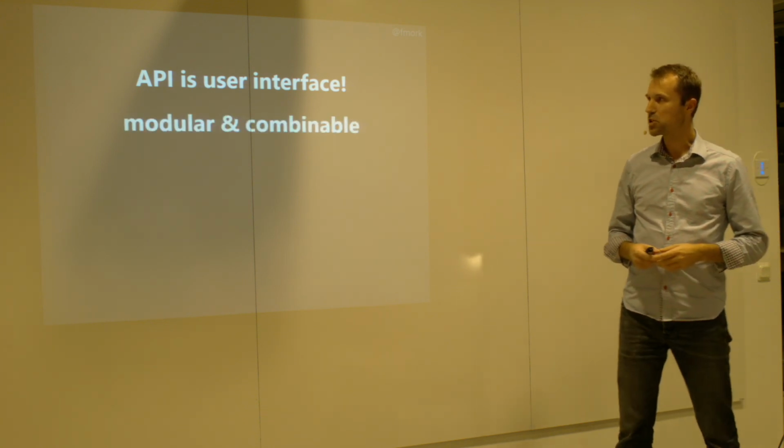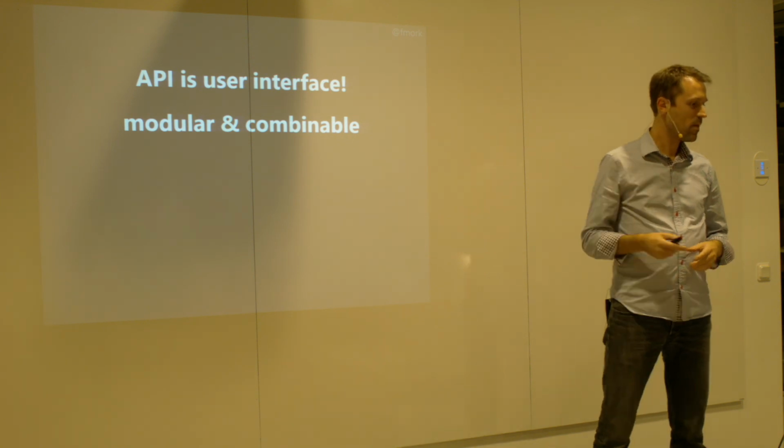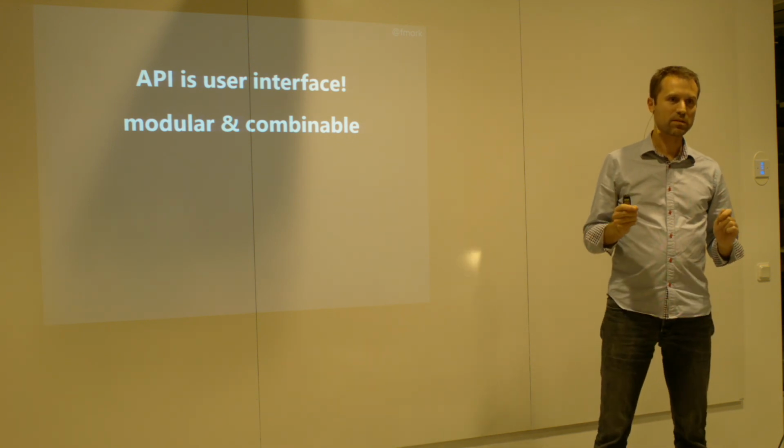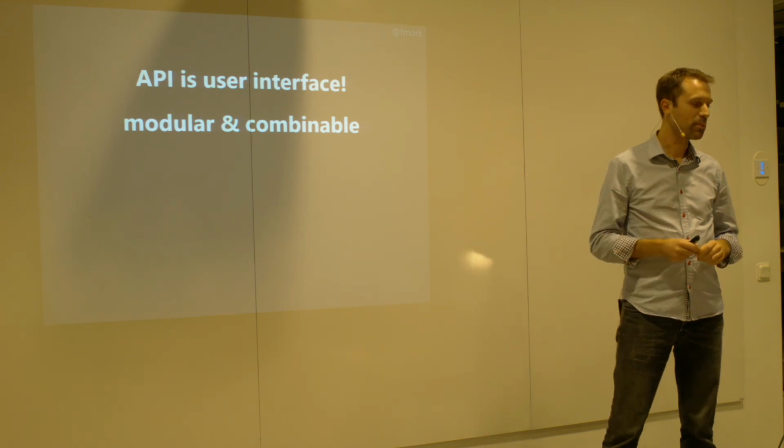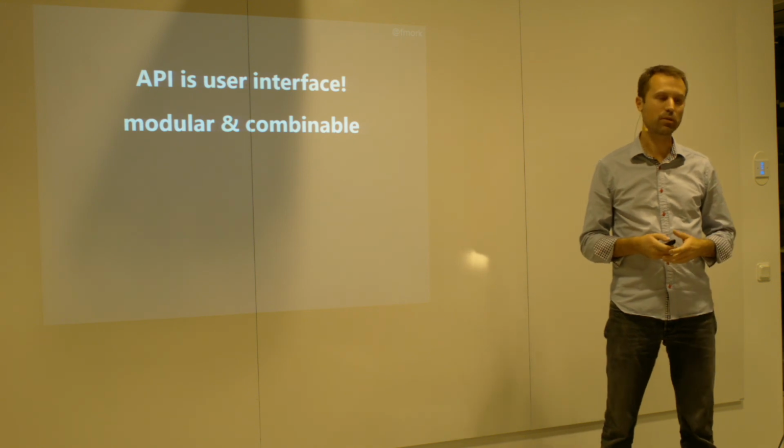Also, make sure that anything underneath the API is modular and combinable. Design it as building blocks that you can combine into many different things. Don't make too many assumptions of what the users should be able or not be able to build from it.